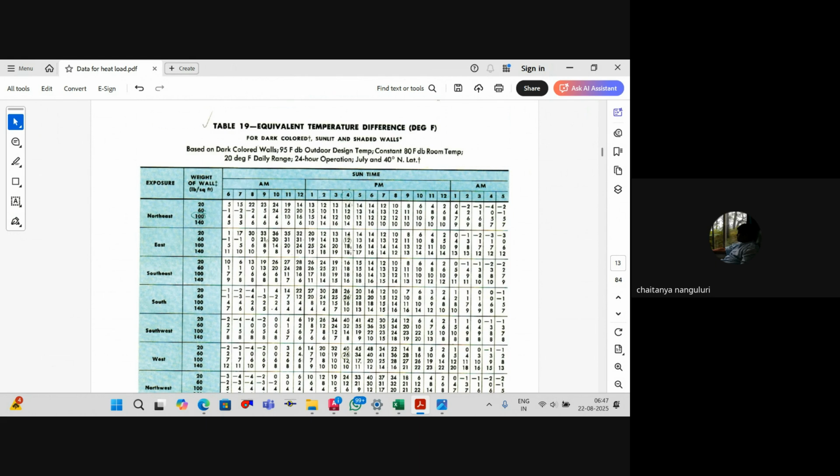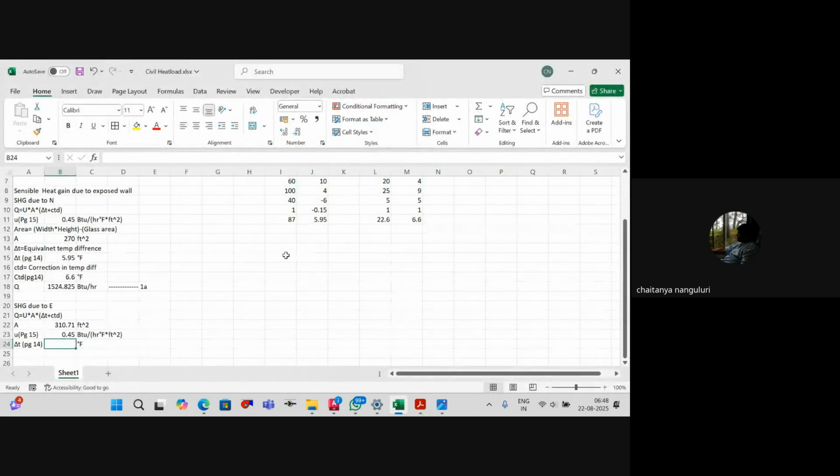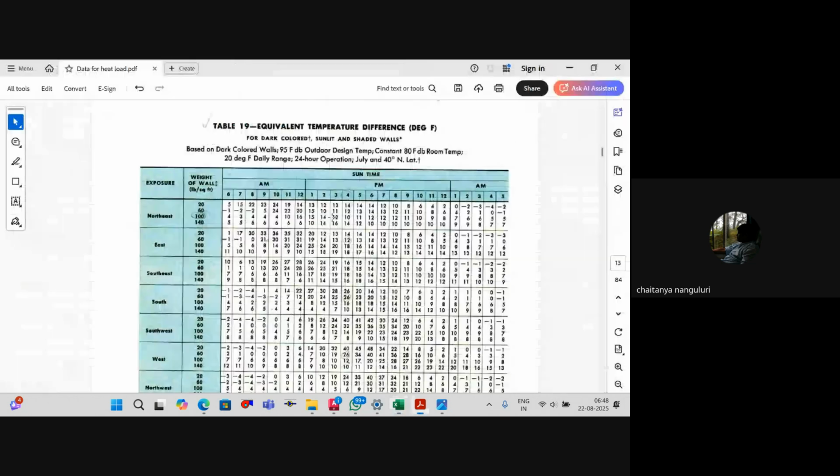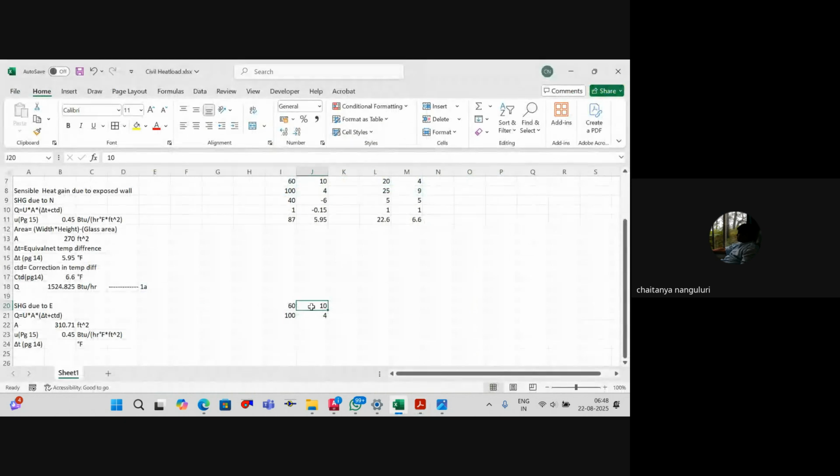When it increases, somehow it's decreasing, but that's okay. So for 60, the value is 12. For 100, I will copy these values over here. For 60, what is the value? East direction, 12. This is 12 and this is 18.